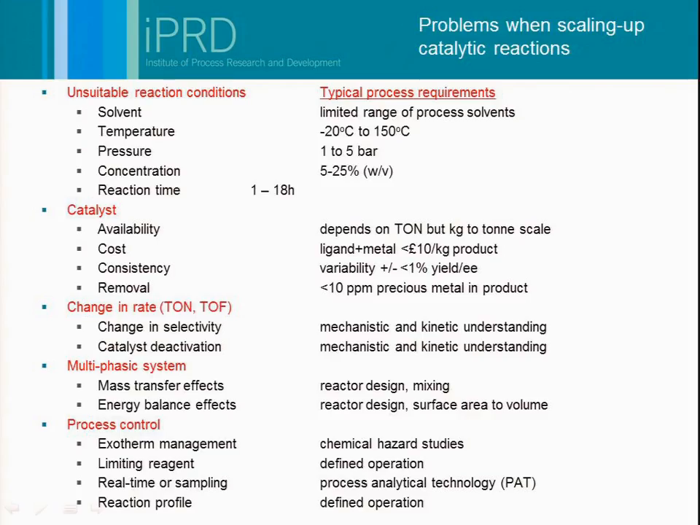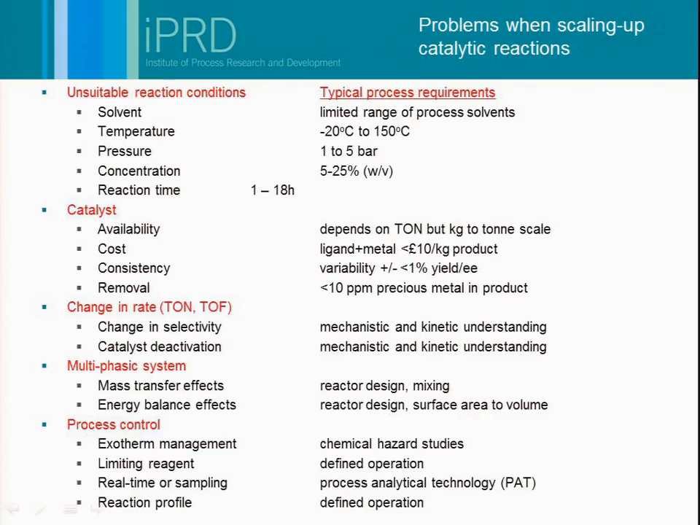The sorts of concentrations that we often aim for in a process are between 5 and 25% weight to volume. If we go more dilute than that, then it means that we're not productive enough in the process. And similarly, if we go more concentrate than that, we lose control, we have viscosity problems, we have many problems that occur due to the concentrate nature of the process.